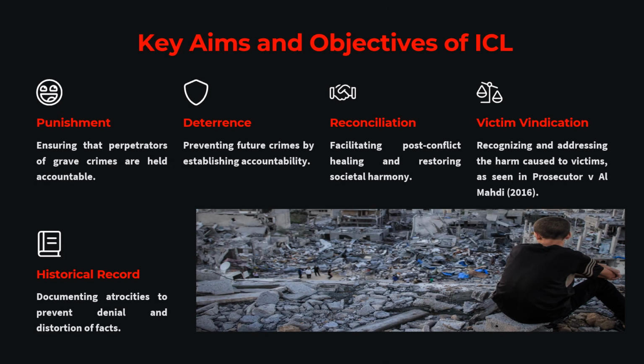And then you've got this issue of the key aims and objectives of international criminal law. You've got 5 there: punishment, ensuring that perpetrators of grave crimes are held accountable; deterrence, preventing future crime by establishing accountability; reconciliation, facilitating post-conflict healing and restoring social and societal harmony; victim vindication, recognizing and addressing the harm caused to victims, as seen in the prosecutor v Al-Mahdi. And then you've got the issue of historical record. Documenting atrocities is important to prevent denial and distortion of facts.